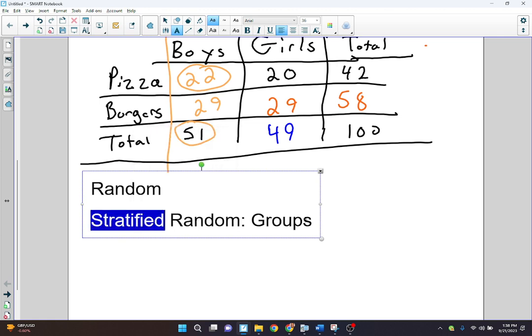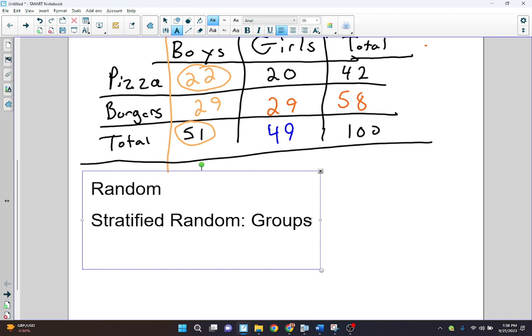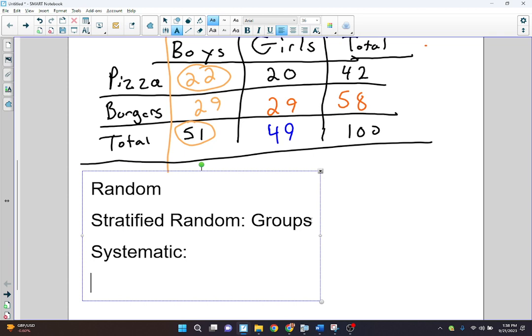Stratified. There's systematic, which is you kind of randomly choose people. Well, let me rephrase it like this. The list of the people might be random, but you might pick every 5th person. And let's say the last one is, what's our last one?